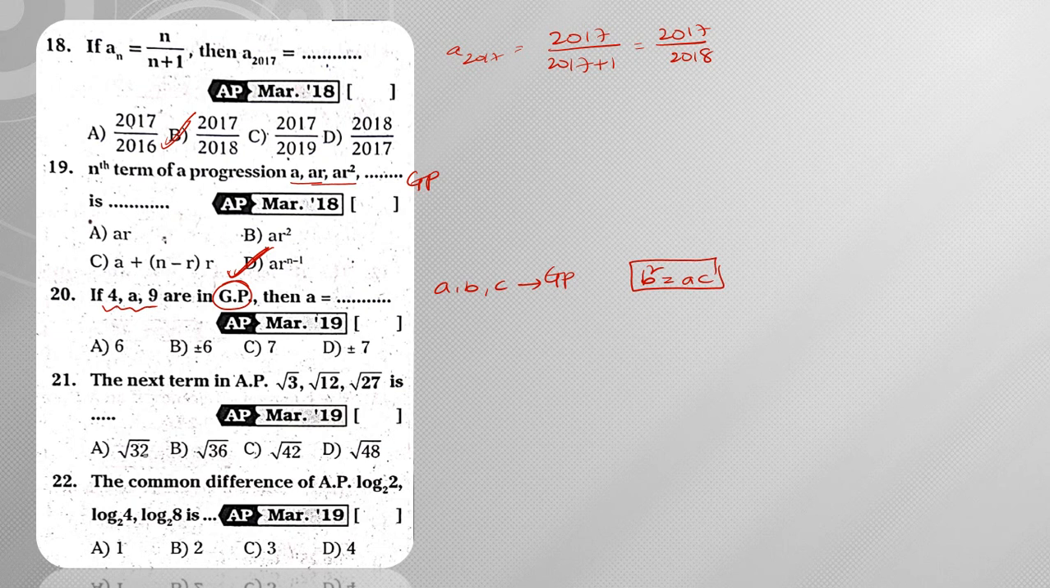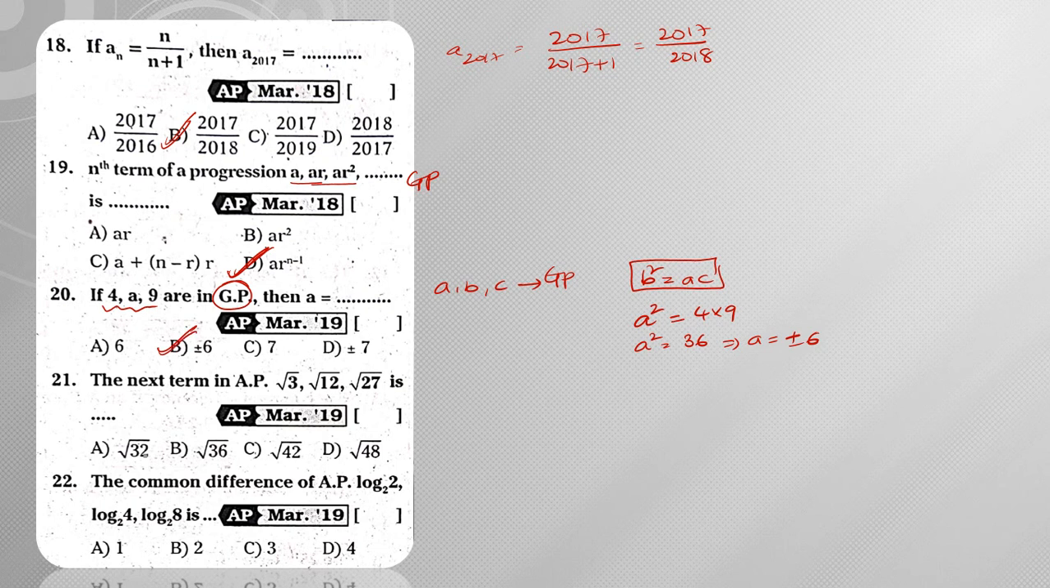Based on this, when I substitute the values, I can write A square is equal to 4 into 9. So A square is equal to 36. From this, A is equal to plus or minus 6. Hence the answer is plus or minus 6.